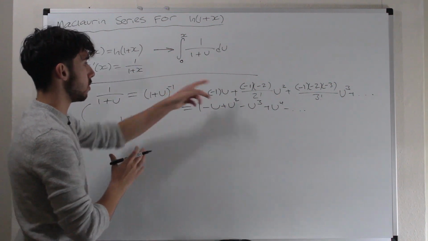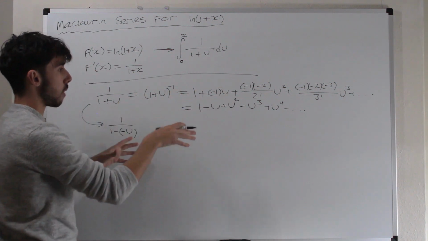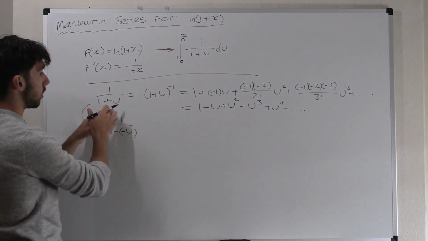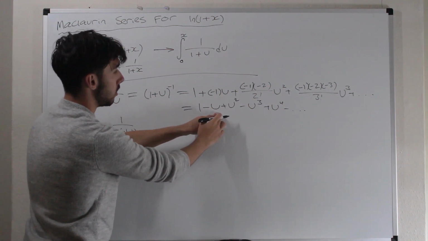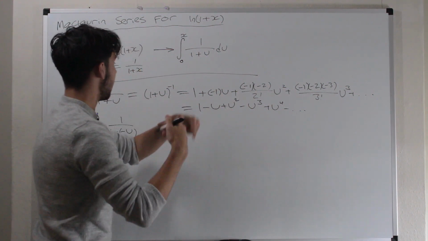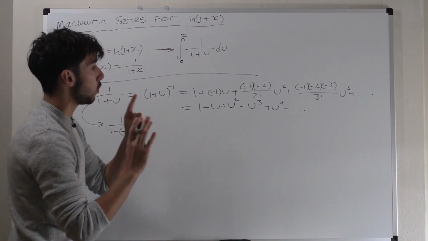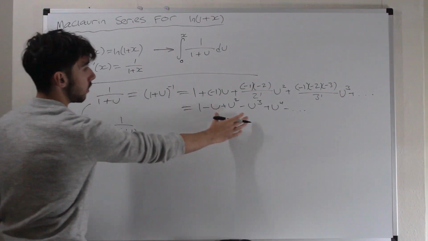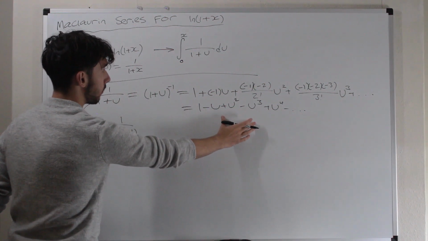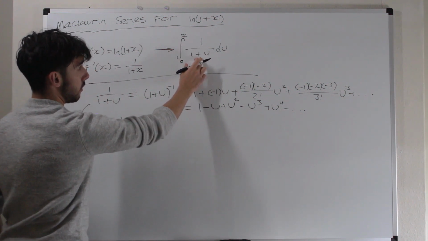You may be happy with just this, you may be happy with just this, or both of them. But basically 1 over 1 plus u is equal to 1 minus u plus u squared minus u cubed, etc. Okay, now why have we done that? Well, because 1 over 1 plus u is equal to this, if we agree on that. Well, we want the integral of this.